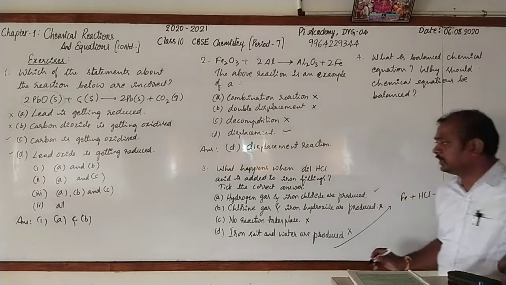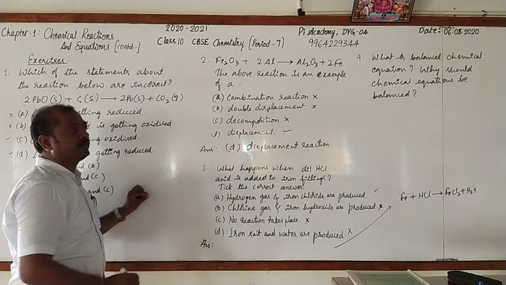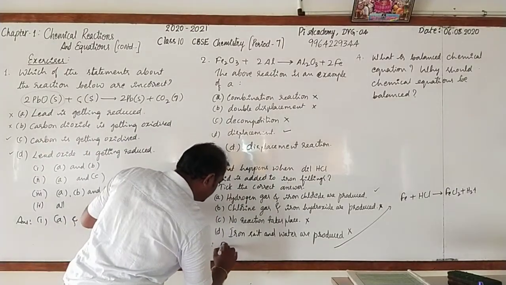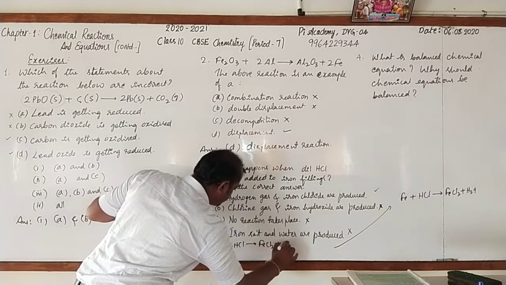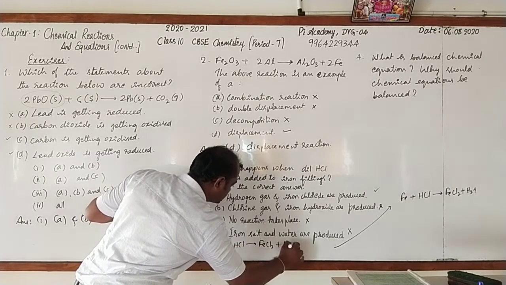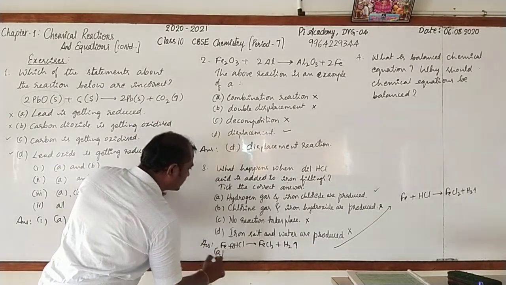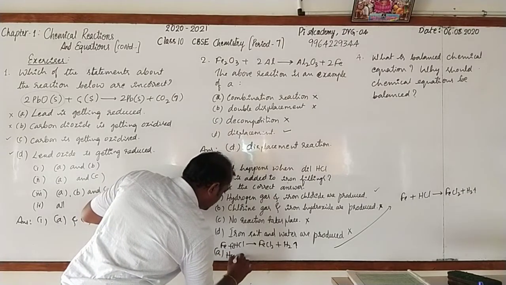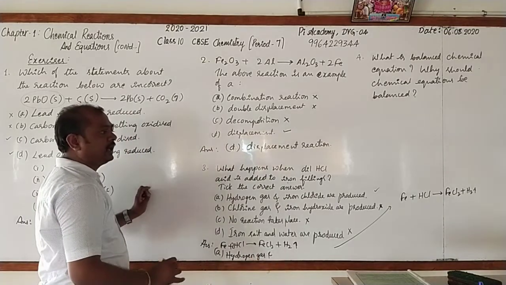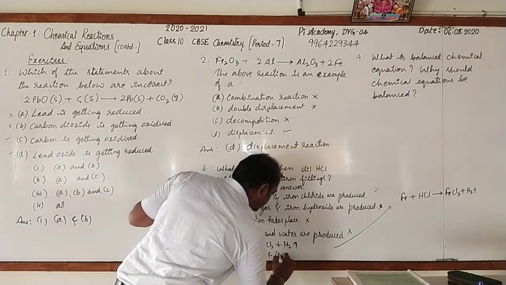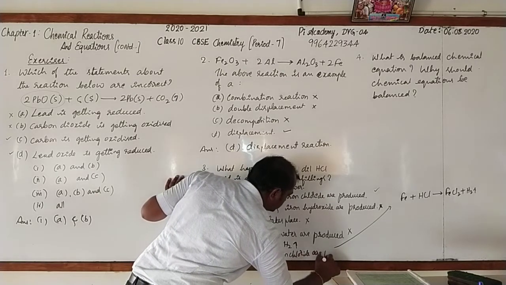Clear? Here I'll write. For answering, once we write the equation, it will be easier. Fe plus HCl gives rise to FeCl2 plus H2. We can write this as 2HCl. Then option A is correct, that is, hydrogen gas and iron chloride are produced.